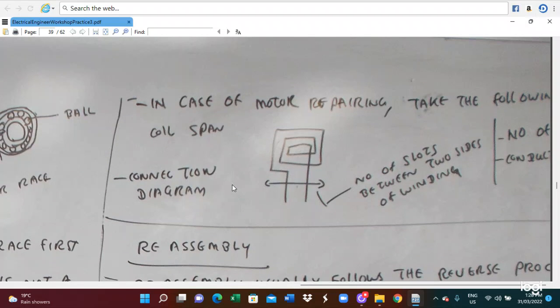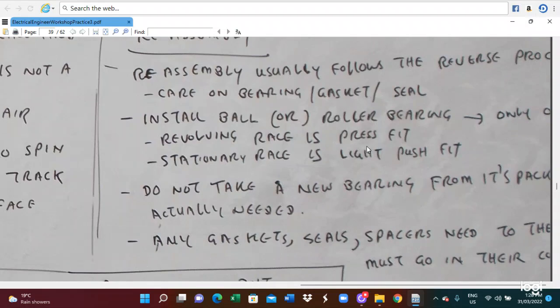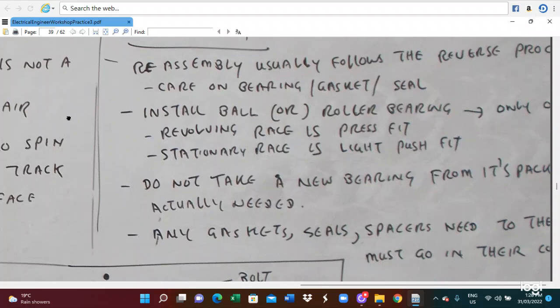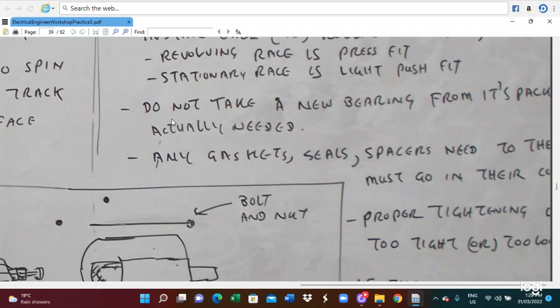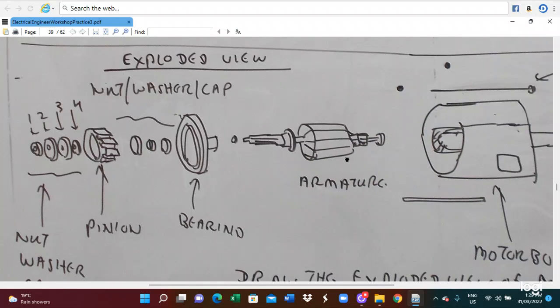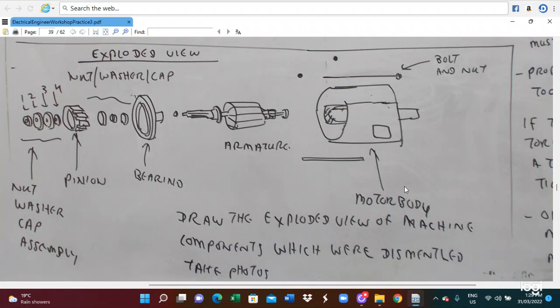So we have to reassemble. In this case, you have to measure the appropriate end span of the motor. When you reassemble, reassembly usually follows the reverse process of the removal. So you have to install the roller bearing and remove the race. And then also the stationary race is a light push out. So do not take the new bearing from the case. Any gasket or spacer has to be an appropriate fit. So this is for the exploded view. When you reassemble, we have to follow the appropriate reverse process of the exploded view.